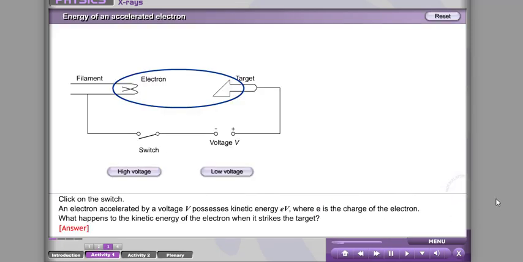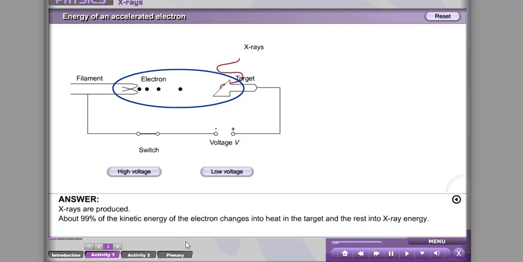Click on the switch. An electron accelerated by a voltage V possesses kinetic energy eV, where e is the charge of the electron. What happens to the kinetic energy of the electron when it strikes the target? Answer: X-rays are produced. About 99% of the kinetic energy of the electron changes into heat in the target, and the rest into X-ray energy.